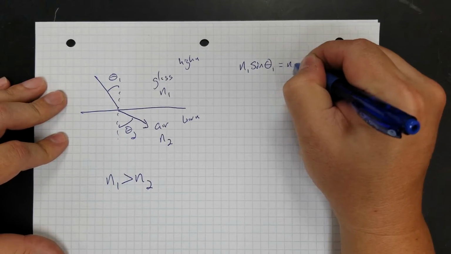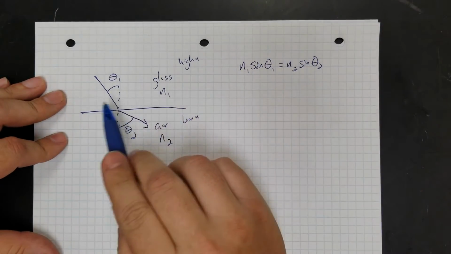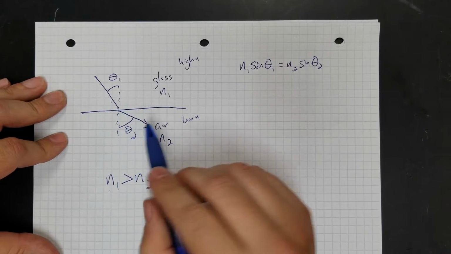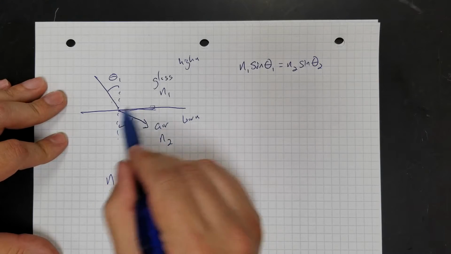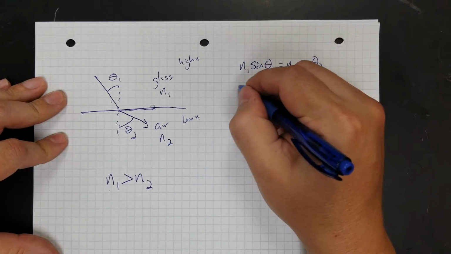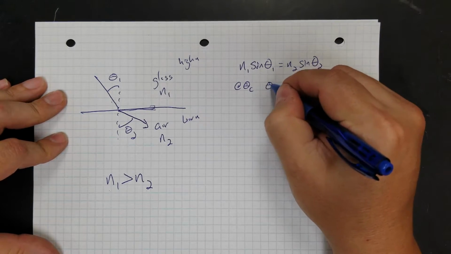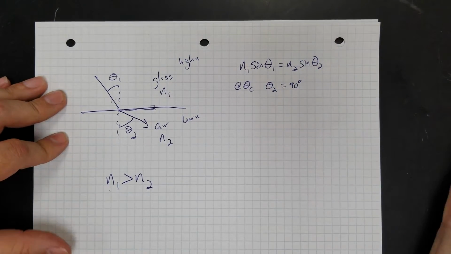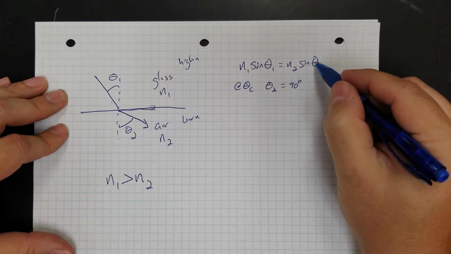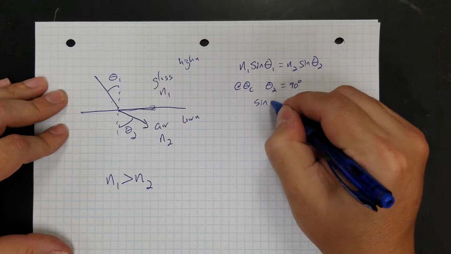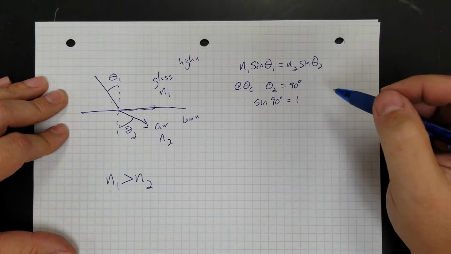N1 sine theta 1 equals N2 sine theta 2. So let's look at what we know. I know when this hits the critical angle, this is going to be going this way, right? It's going to hit 90 degrees and it's going to reflect, right? So I know that at the critical angle, theta 2 is equal to 90 degrees, okay? All right, so I also know that the sine of 90 degrees is equal to 1, right? From our trig functions, you should know that.